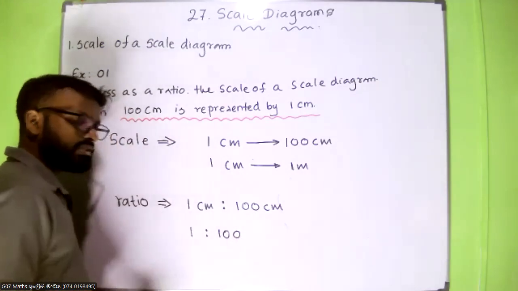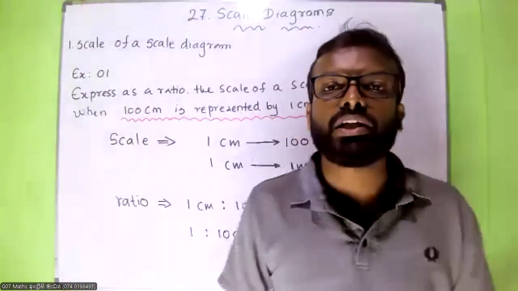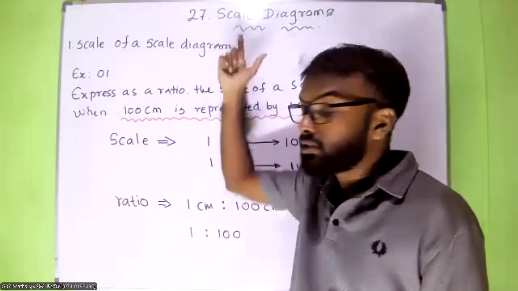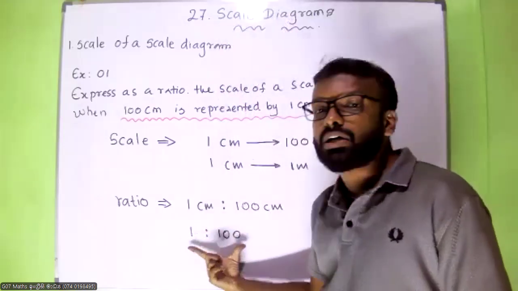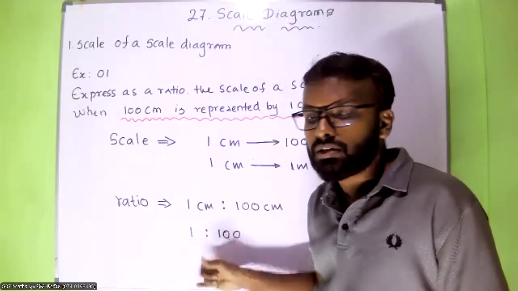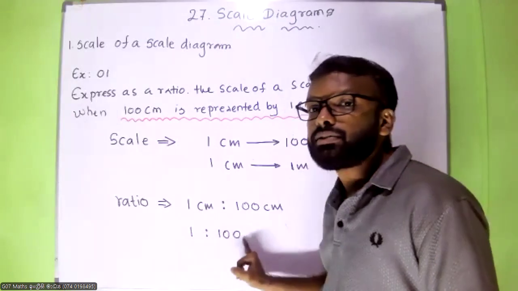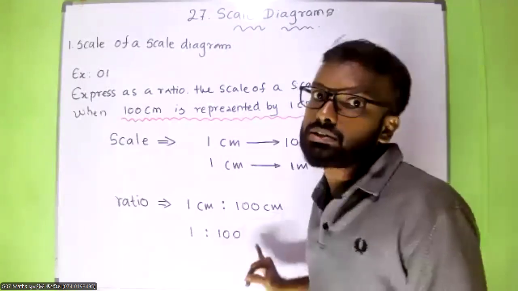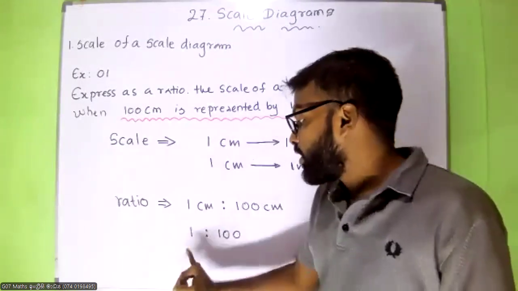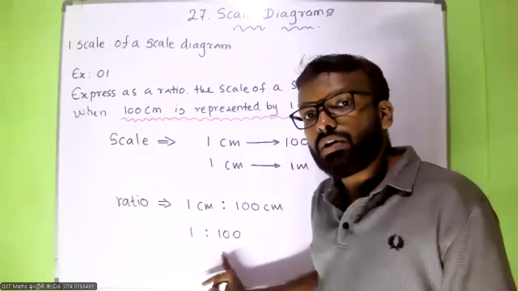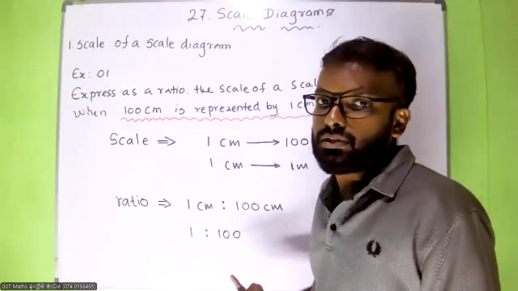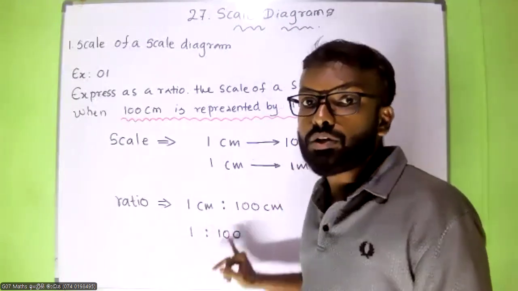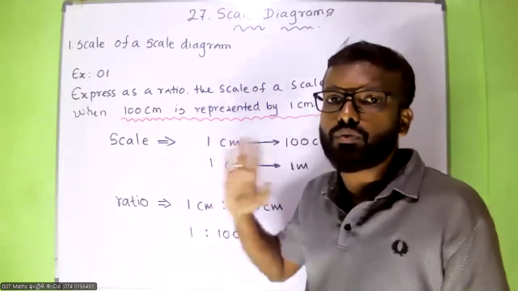If you see any ratio like this under the scale diagram lessons, it means 1 centimeter to 100 centimeters. Sometimes it might be 1 centimeter to 1000 centimeters, sometimes 1 centimeter to 10,000 centimeters, sometimes 1 centimeter to 5,000 centimeters, and so on.